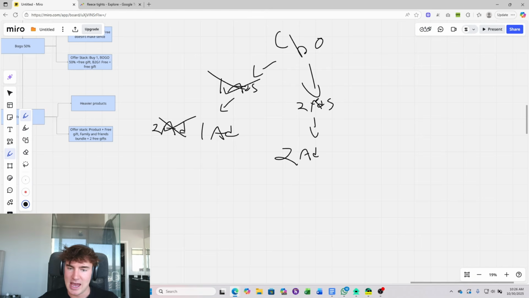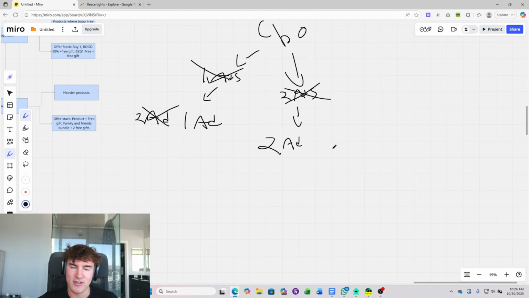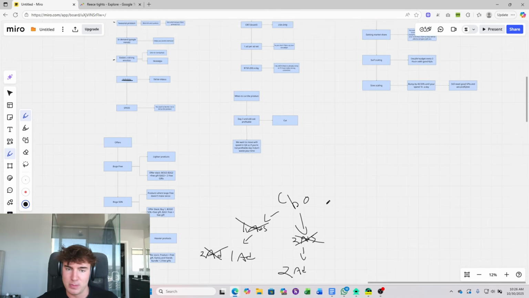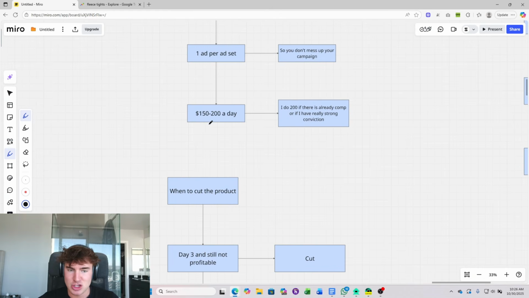Let's say ad two gets restricted. You can just turn off ad set two, and then ad set 1 through ad set 12 will still be performing just fine. For testing budget, I do $150 to $200 a day.